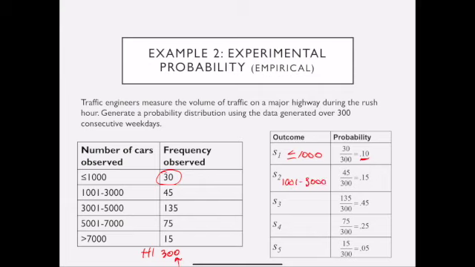That seems like a lot of cars. Oh, it keeps getting bigger. 3,001 to 5,000 cars, 5,001 to 7,000, and greater than 7,000 cars. And we found each of these by taking the frequency observed out of the total number of observations. So we have 45 out of 300, 135 out of 300, 75 out of 300, and 15 out of 300. If we convert all of those to a decimal and take the sum of all of these, they're going to add up to 1.